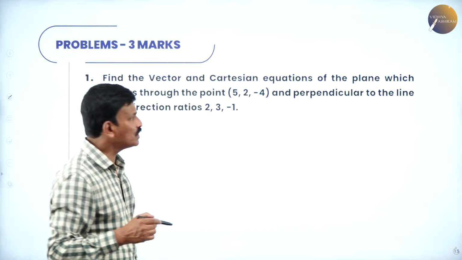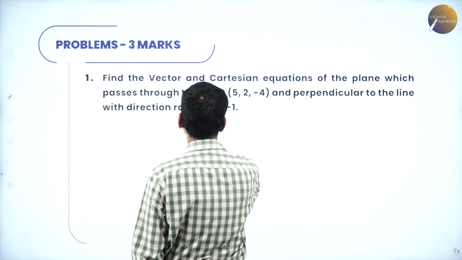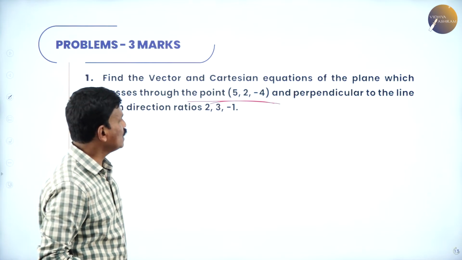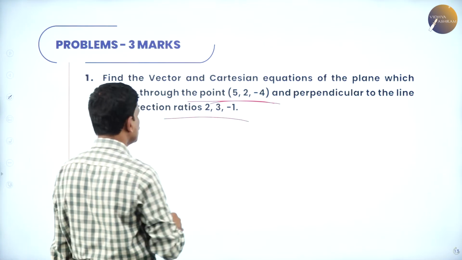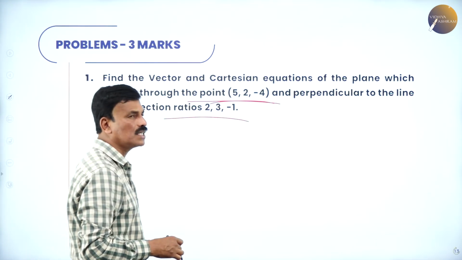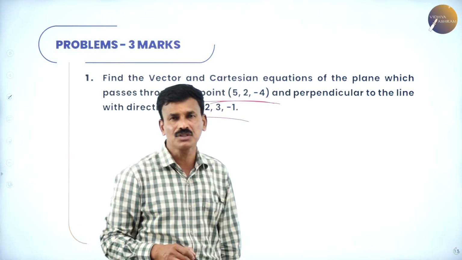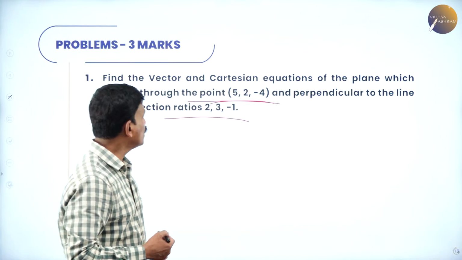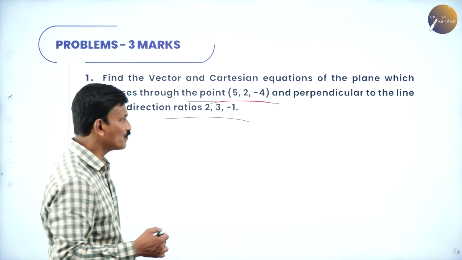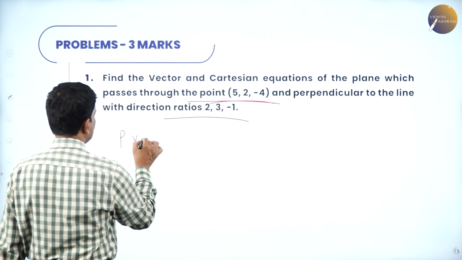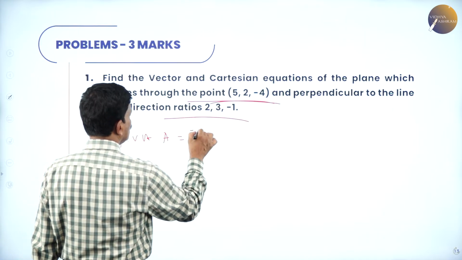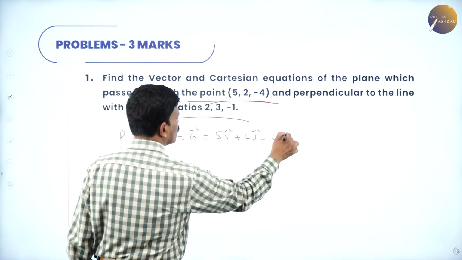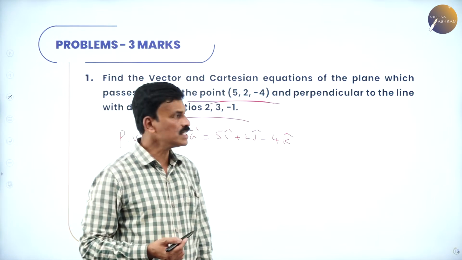Find the vector and Cartesian equation of the plane which passes through the point (5, 2, -4) and is perpendicular to the line whose direction ratios are given as 2, 3, -1. This is also a very important problem for 3 marks. Now, what is the point given? 5, 2, -4. Therefore, the position vector of A is vector a = 5i + 2j - 4k. This is given.